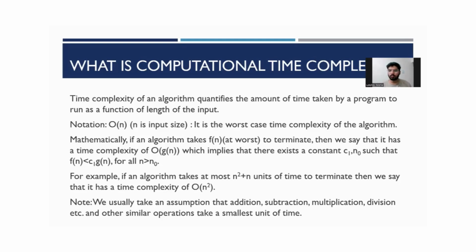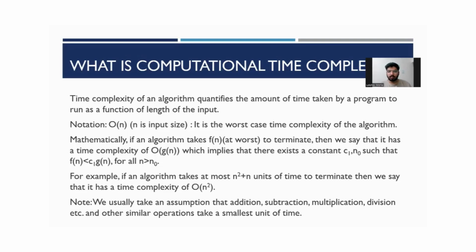The mathematical definition of O of n is given here. If an algorithm takes f of n units of time to terminate, then we say that it has a time complexity of O of g of n, which implies that there exist a constant c1 and a constant n naught such that f of n is less than c1 times g of n for all n greater than n naught. Usually, we talk about the higher values of n, as in real world problems we have large values of n.